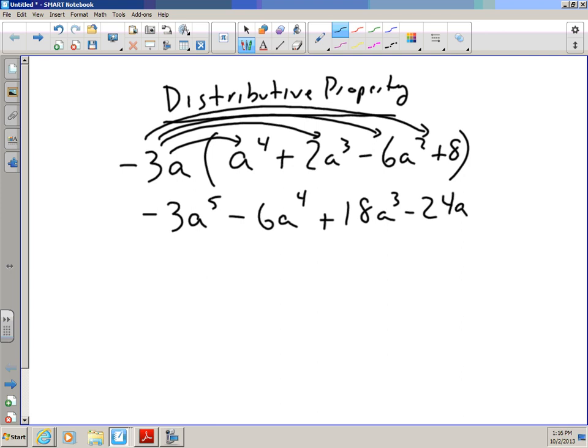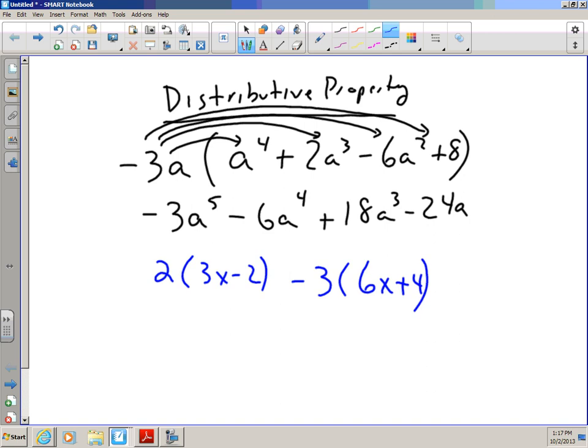You will notice that none of the 4 terms are like terms, because even though they all have an a, each a has a different exponent. We are done simplifying this expression. Now let's contrast that with the following. 2 times (3x minus 2) minus 3 times (6x plus 4).